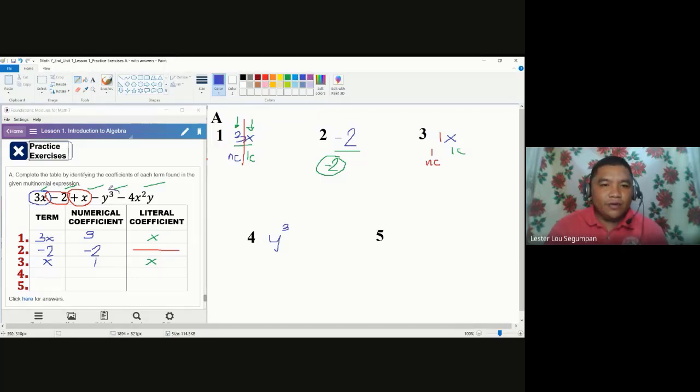The sign before it, or the operation before it, is negative. In short, it becomes its sign. So instead of y cubed, it is now negative y cubed. This is also what we're going to place here, negative y cubed.